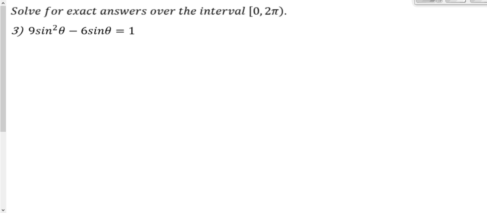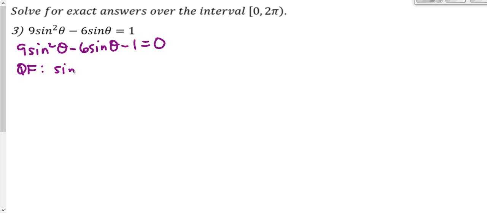Okay, so moving on to number 3. It's another quadratic in disguise. And we're going to get everything over to one side and see if it's factorable. So we have 9 sine squared theta minus 6 sine theta minus 1 equals 0. Okay, it is not factorable. Boo-hoo-hoo. We're going to use the quadratic formula. So we're solving for sine theta.